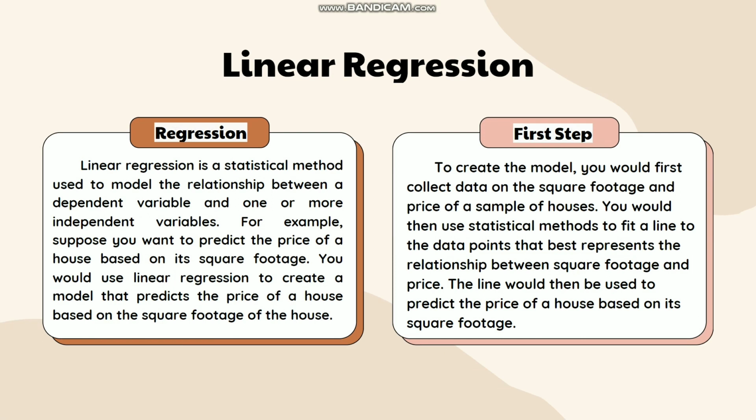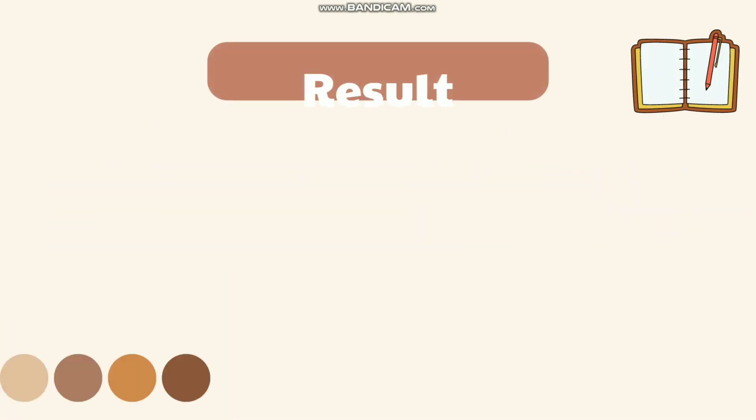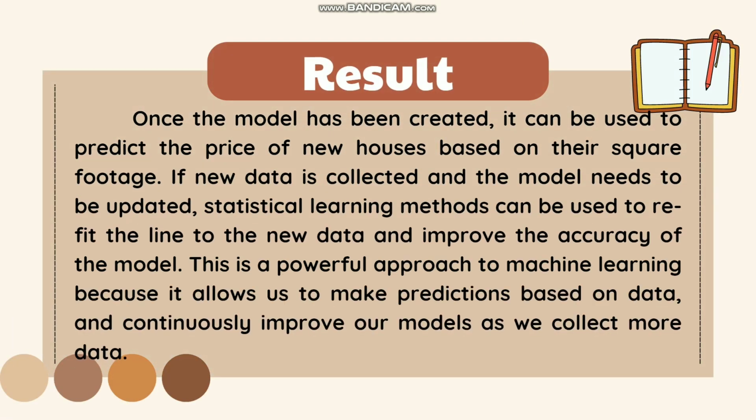First step. To create the model, you would first collect data on the square footage and price of a sample of houses. You would then use a statistical method to fit a line to the data points that best represents the relationship between square footage and the price. The line would then be used to predict the price of a house based on its square footage. The result, once the model has been created, it can be used to predict the price of new houses based on their square footage.